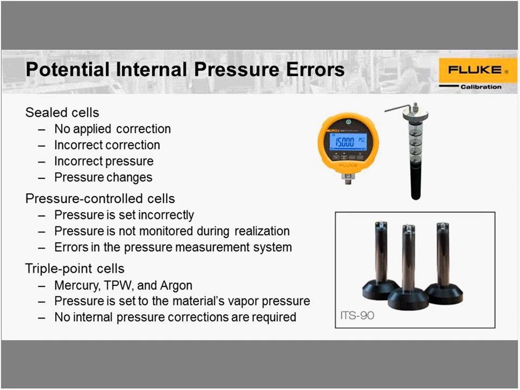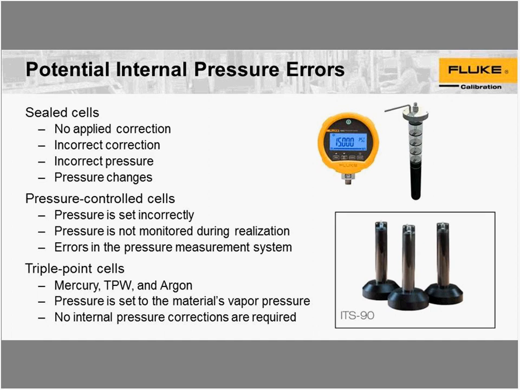Some potential errors can happen with these different types of fixed point cells. With a sealed cell, of course, if there is no correction applied, then that will cause an error. Then if an incorrect correction is applied, if the math is done wrong or the wrong value for the material you're working with is used, that's a tricky one with sealed cells, because you can't verify the pressure. And of course, if the pressure changes, for example if the cell develops a leak, then the pressure will change. There are other issues that are probably even more important than the pressure offset if it leaks, because if room air gets inside the cell, then it really starts messing things up. But these are the sources of pressure-related errors for sealed cells.